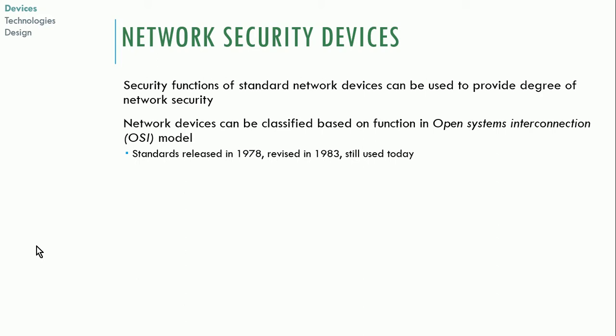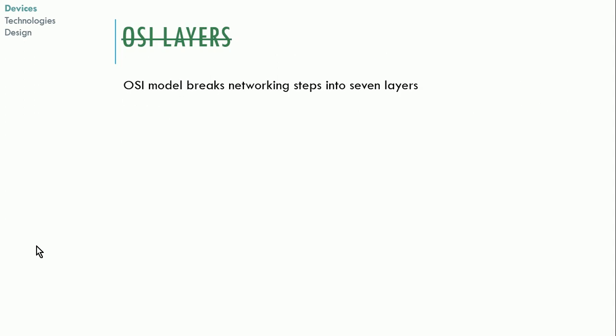The OSI model came out in 1978, was revised in 1983. I disagree with the statement from the textbook that says it's still used today. For the most part, we use TCP/IP today, which we've talked about. So I usually tell my classes that the OSI model is, some textbooks say it's a conceptual model of how networks work, but in reality, it was a standard that was never adopted in practice, whereas TCP/IP is both a model and a standard that has been adopted in practice.